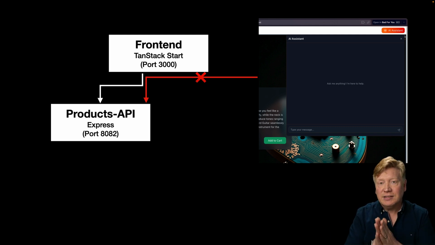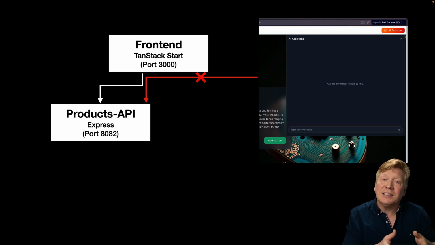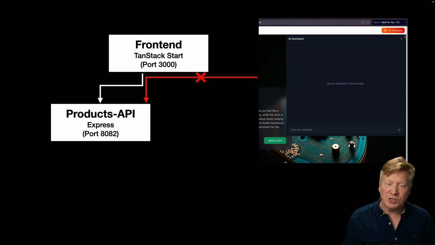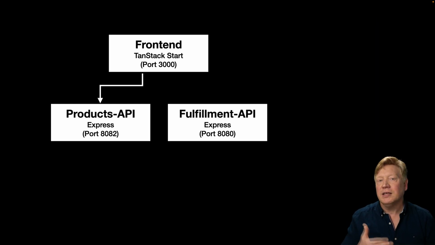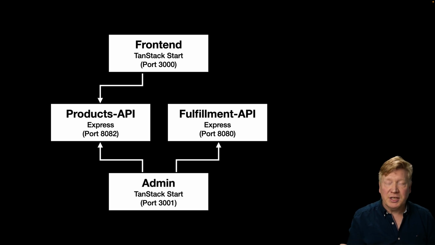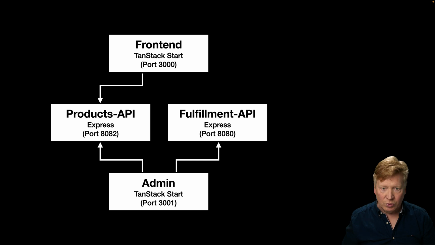We're going to go and connect that AI assistant to that Products API using tools. And then understanding how tools work, we'll be able to understand how to get tools to work within the context of an MCP server. But before we get into that, let me just quickly finish up the systems architecture as it is. We also have a fulfillment API, again Express on port 8080, and we have an admin app, also a TanStack Start app, and that's on port 3001. That's going to allow us to take a look to see what the fulfilled orders are.